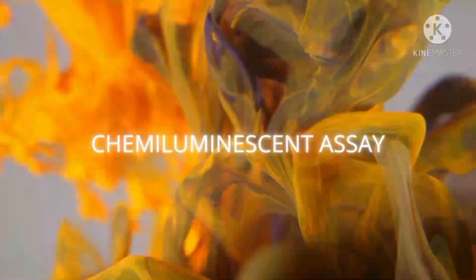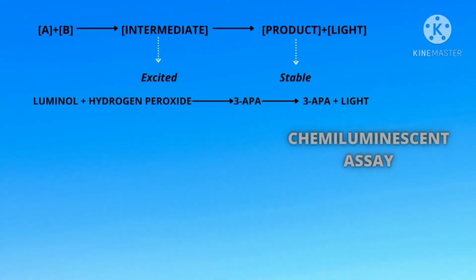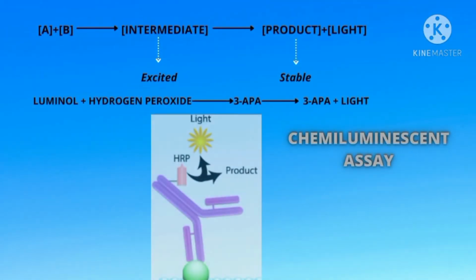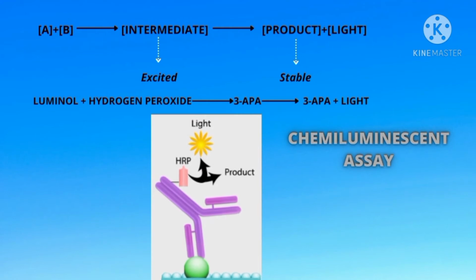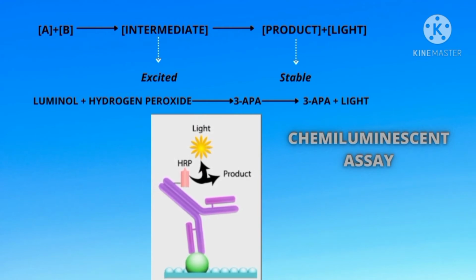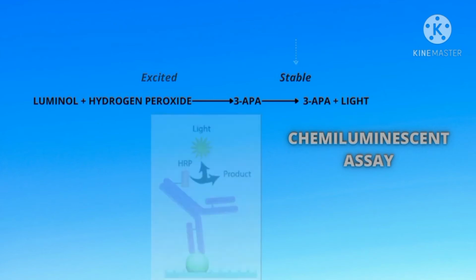Coming to chemiluminescent assay. Chemiluminescence is the light produced by a chemical reaction when the chemiluminescent substance is excited by oxidation and catalyzes, forming intermediates. When the excited intermediates return to their stable ground state, a photon is released which is detected by the luminescent signal instrument. For example, luminol reacts with hydrogen peroxide, which gives an excited intermediate aminophthalate and ultimately results in the stable end product along with light emission.